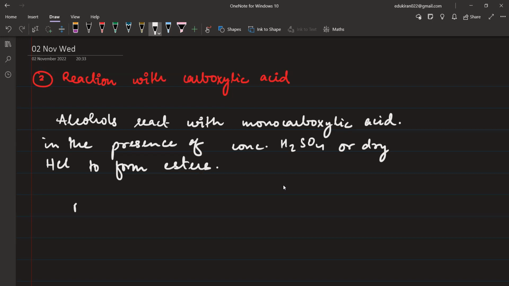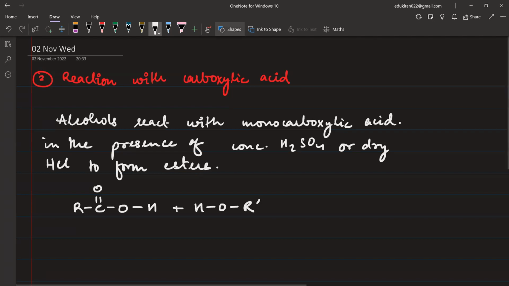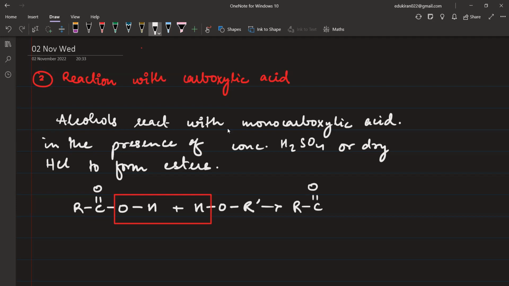So please see, we have R, C double bond O, and we have OH. And from alcohols, what do we have? HO R dash. Okay. So this hydrogen gets removed from the alcohol, OH gets removed from the carboxylic acid, and this leads to the formation of a water molecule being removed. And you have R, C double bond O, we have OR dash. Okay, so this is an ester.